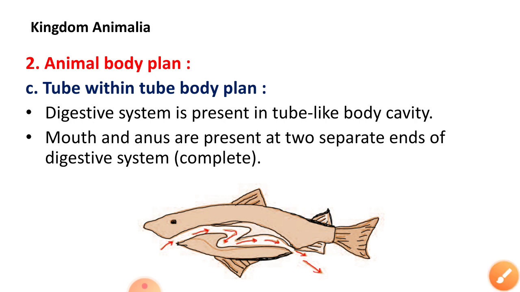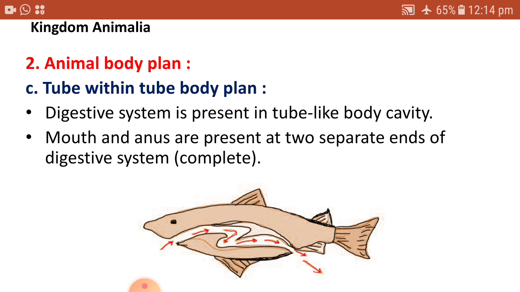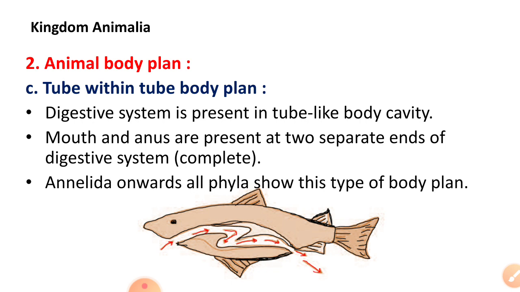A complete digestive system is found in these organisms, that is, an alimentary canal starting at the mouth and ending at the anus. There are two separate ends of the digestive system, so it is called a complete digestive system. Such a tube within tube body plan is found in higher organisms from phylum Annelida onwards. So there are three types of body plans: cell aggregate plan, found in Porifera; blind sac body plan, found in Cnidaria; and tube within tube body plan, found from phylum Annelida onwards. On the basis of this criterion we can divide organisms into three types.